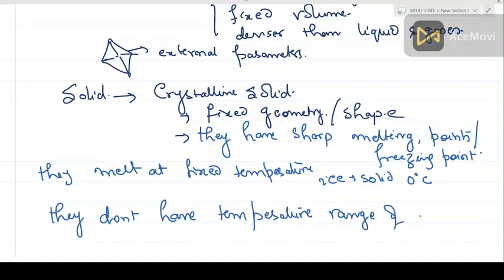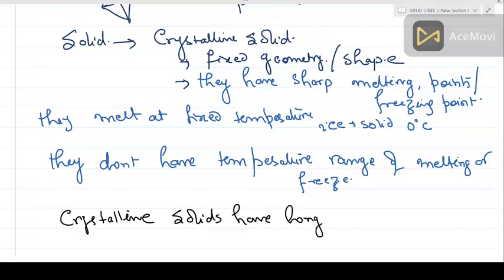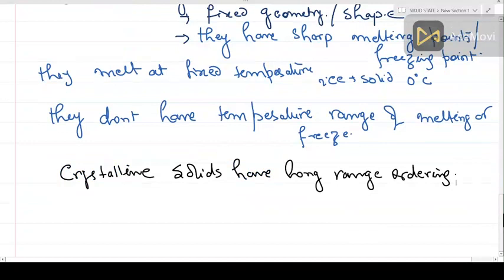They do not have temperature ranges of melting or freezing. They will melt or freeze at a fixed temperature. This is the meaning of sharp melting point. Another most important property, when you are at a stage to investigate the internal structure of the material: crystalline solids have long range ordering.